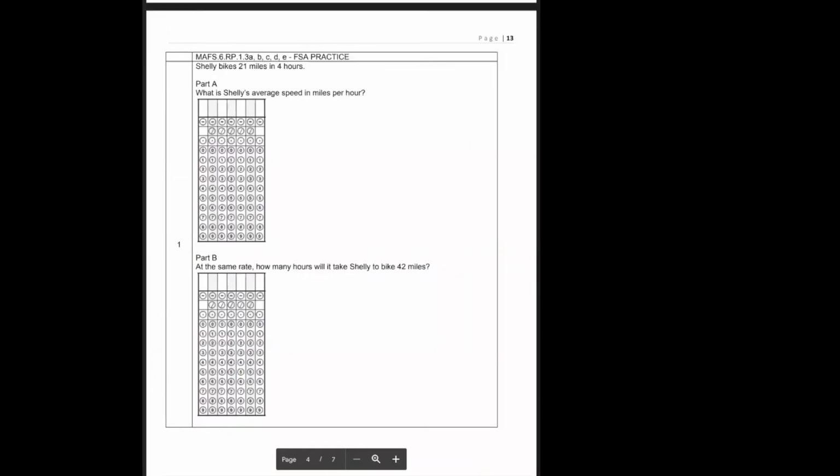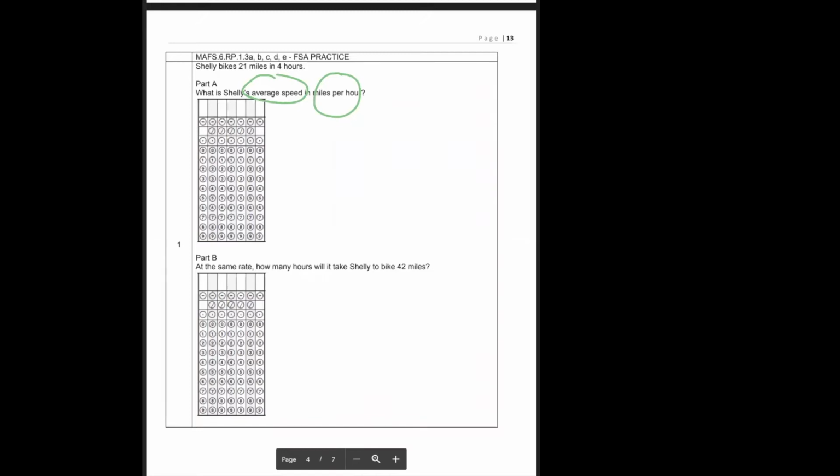It says Shelly bikes 21 miles in 4 hours. What is Shelly's average speed in miles per hour? Well, average speed is just how much she travels in total, and for an average you just divide. So for this one, it's pretty much asking how much she is traveling per mile, I mean per hour.